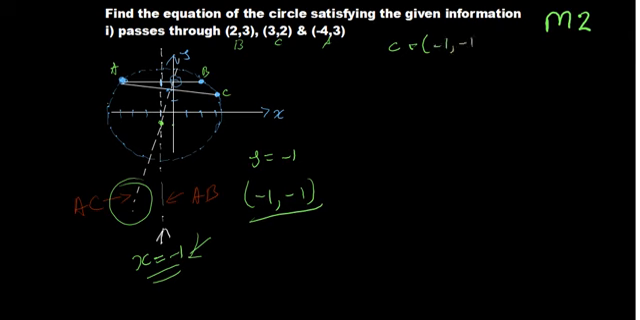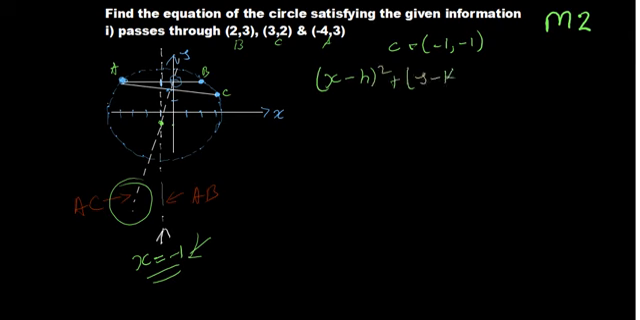Okay, so remember, the standard form of the equation of the circle is x minus h squared plus y minus k squared is equal to r squared. In this case we don't have the radius, but we have already found the center, so we have the values of h and k. For x and y we can pick any point, either a, b, or c. I'm going to pick point c, which is 3 comma 2.